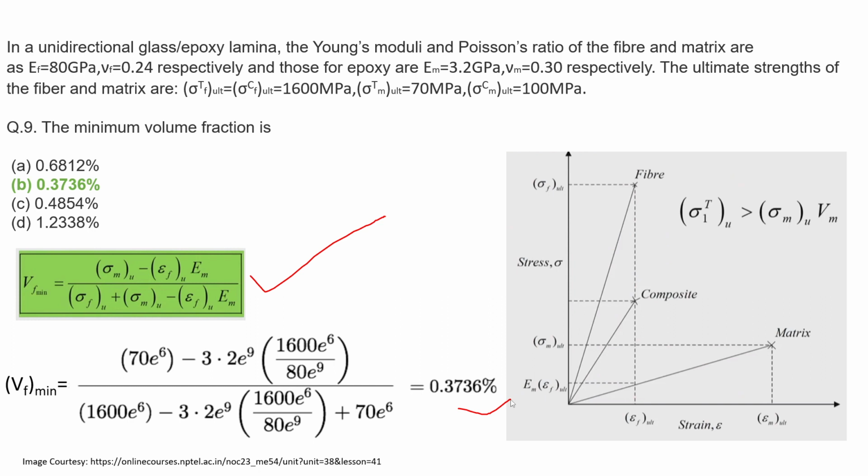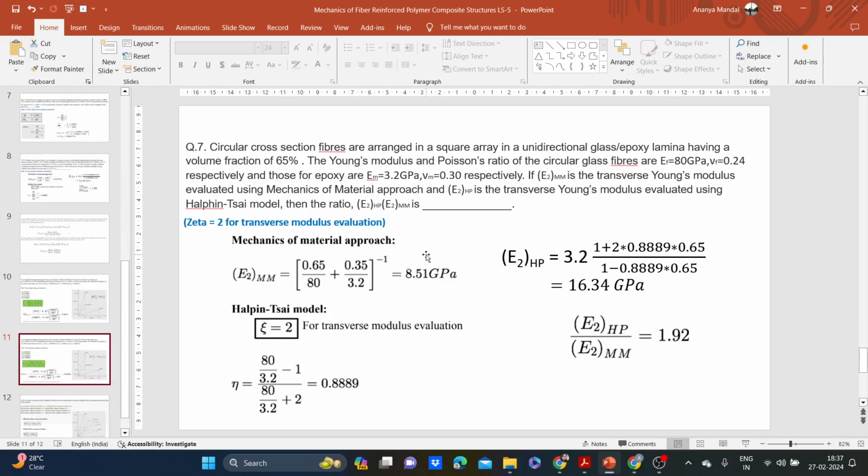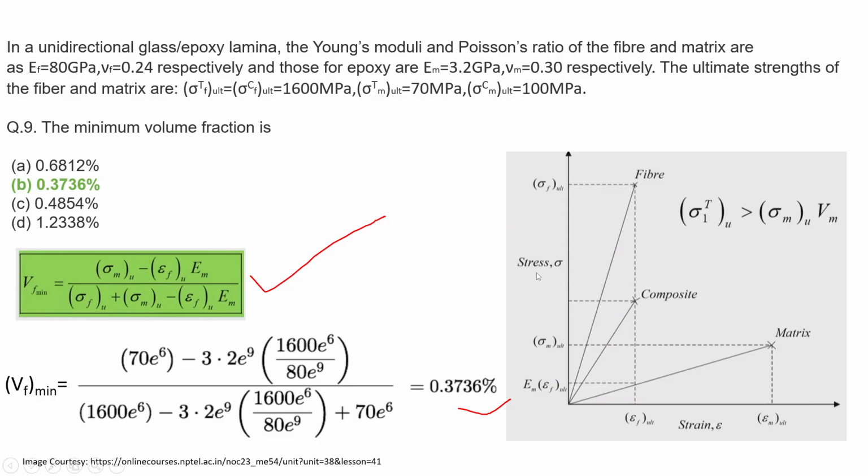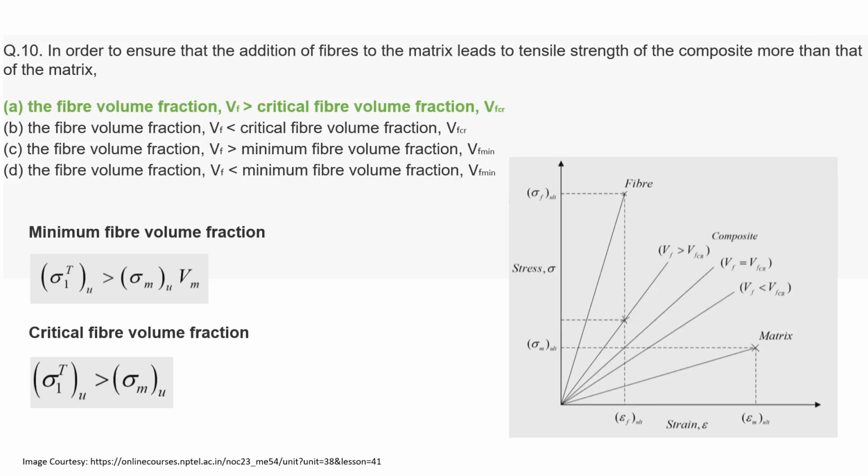VM. Now, in order that this does not happen, that means when the fiber breaks, the composite is... So we can get the minimum volume fraction.